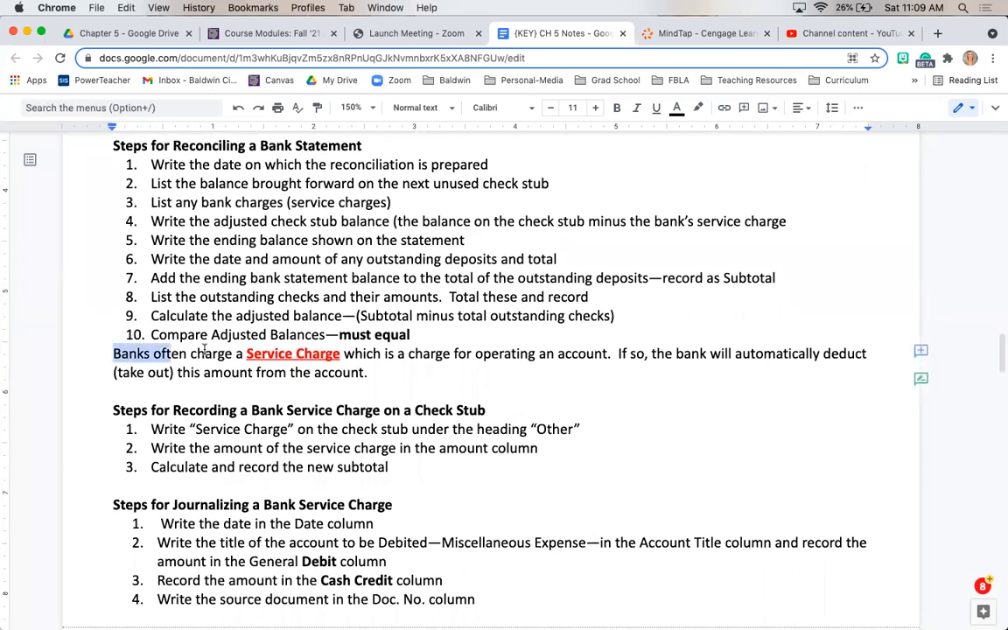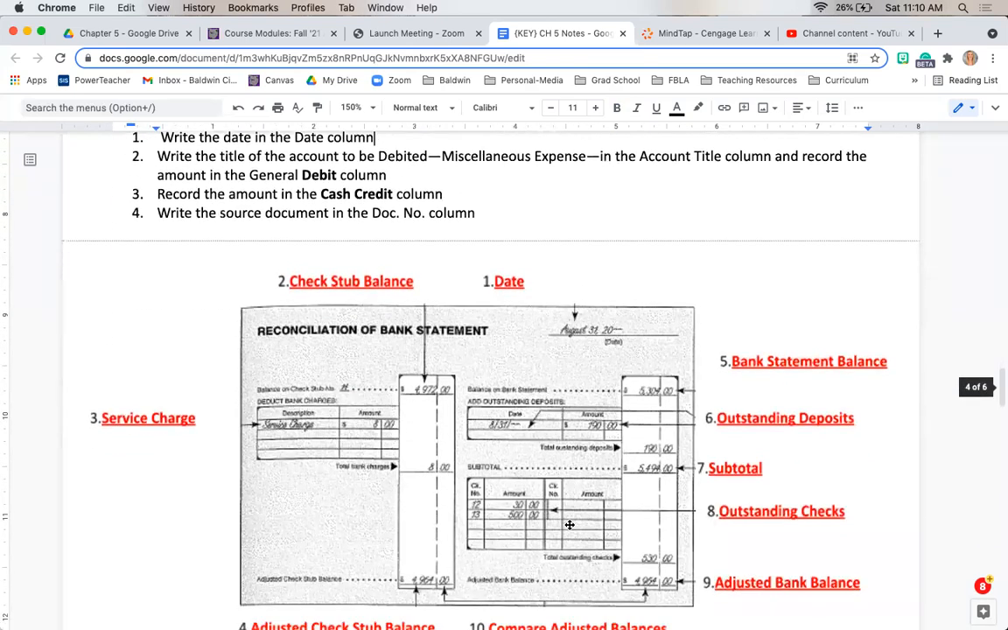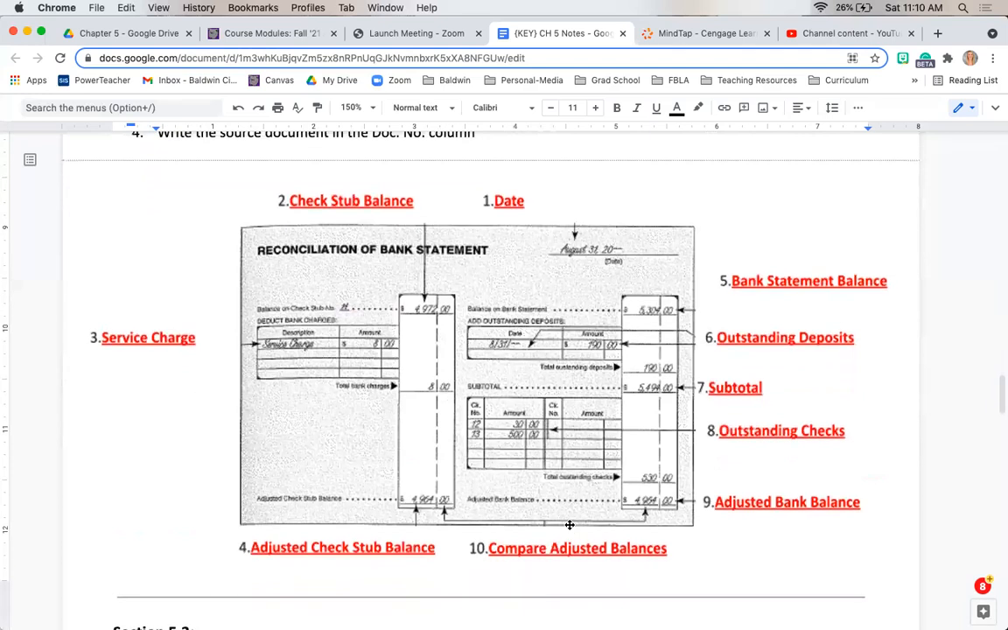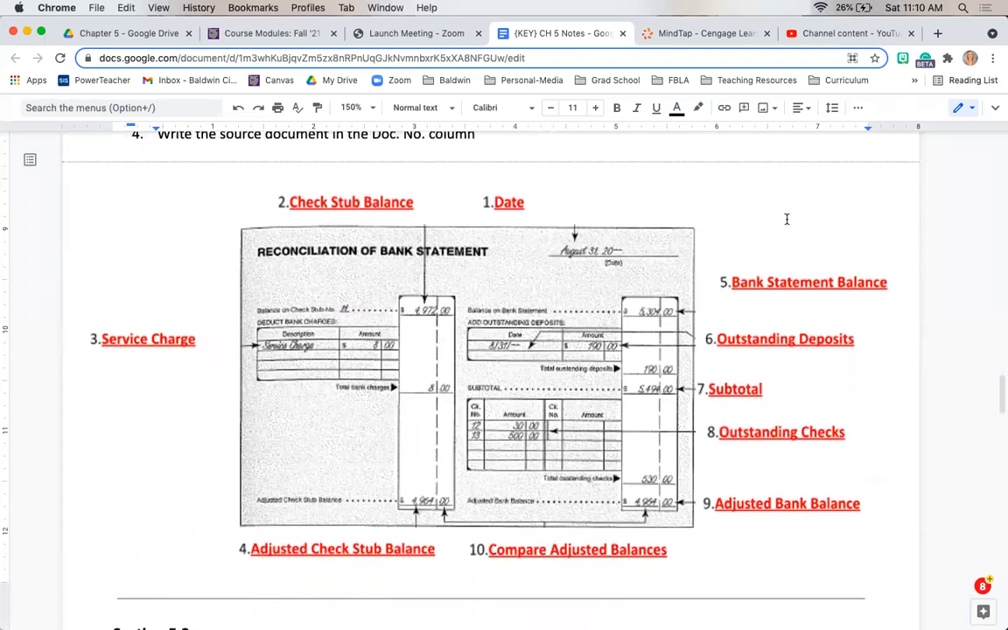Oftentimes banks charge a service charge for the use of the account within that bank. It's just kind of like a user fee in essence. All right, down here is going to be our bank reconciliation statement. It's kind of like a worksheet for us to fill out to make sure in the end our checkbook balance matches our bank balance. So look through this, but this is exactly what we're doing in MindTap today.